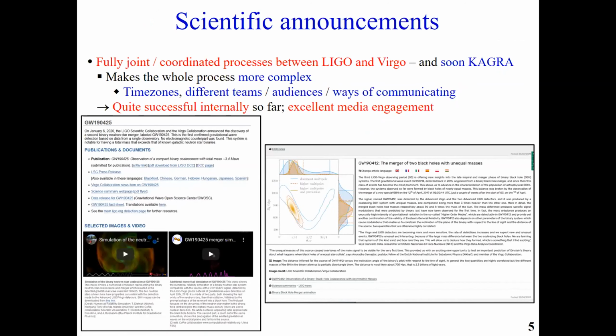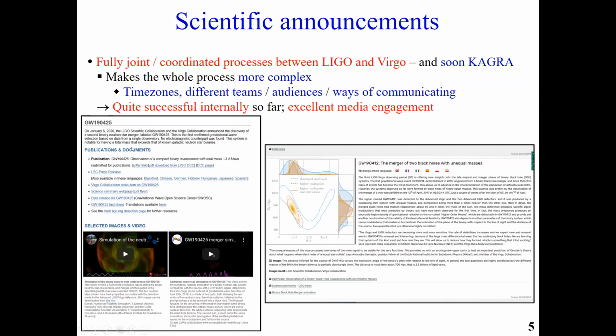So one of the things that we try to do well is when we have scientific announcements, new discoveries, new results. We have the official part that is done fully joint and fully coordinated between LIGO and Virgo. So you can imagine that that makes the whole process a bit more complex. You have to deal with different time zones, different teams, different target audiences, different ways to convey the messages, and so on. So that's not so simple, but so far that has been quite successful internally, and we triggered some excellent media engagement.